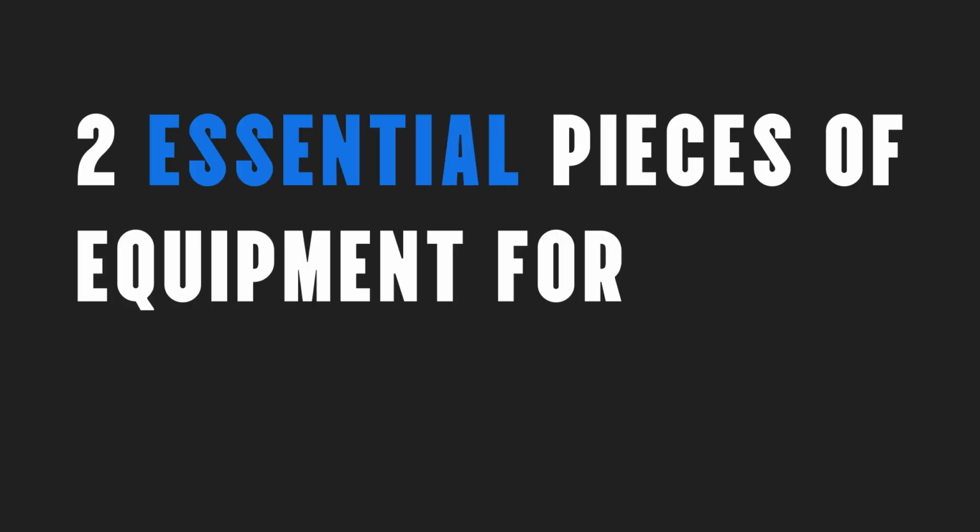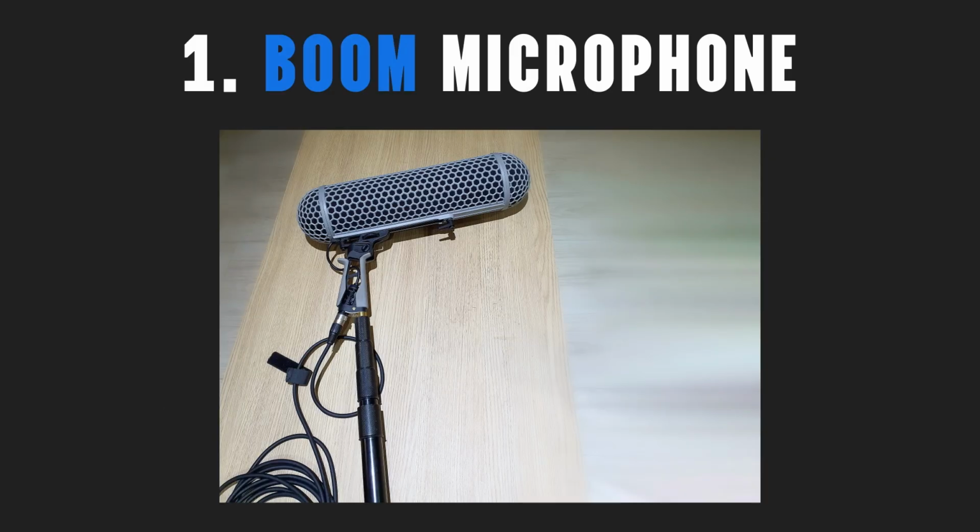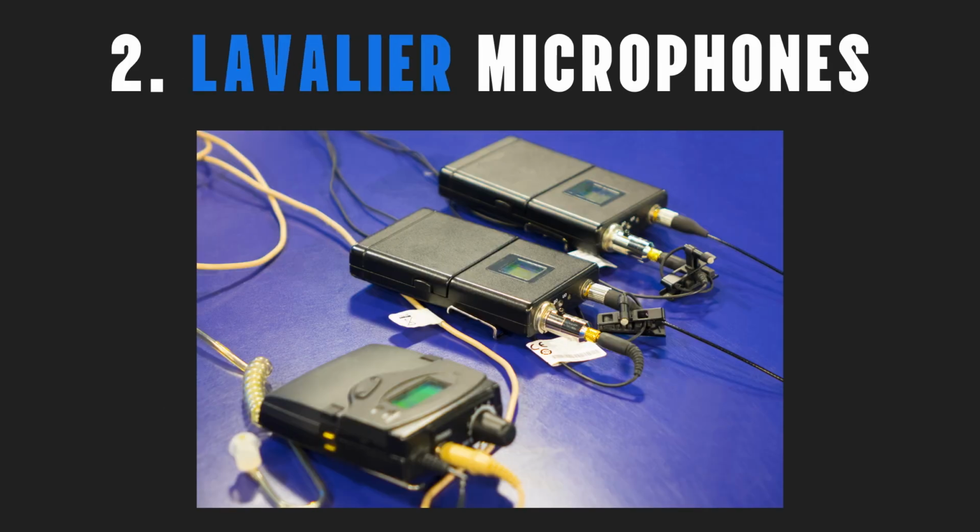So here are the 2 essential pieces of equipment that you need in order to get good, consistent audio. The first is a boom microphone, and the next are lavalier microphones. These are microphones that you hook up to each actor in a scene. And here's how I use both as an editor.